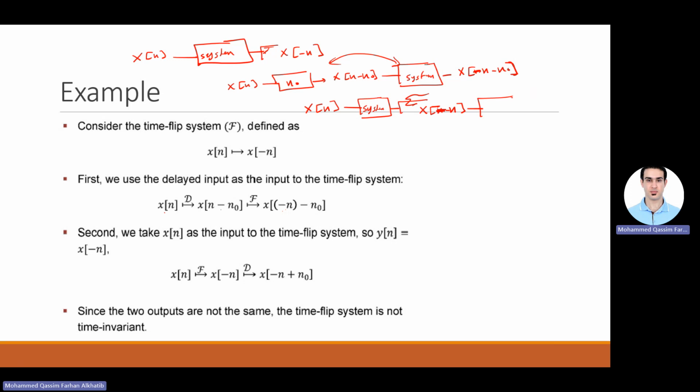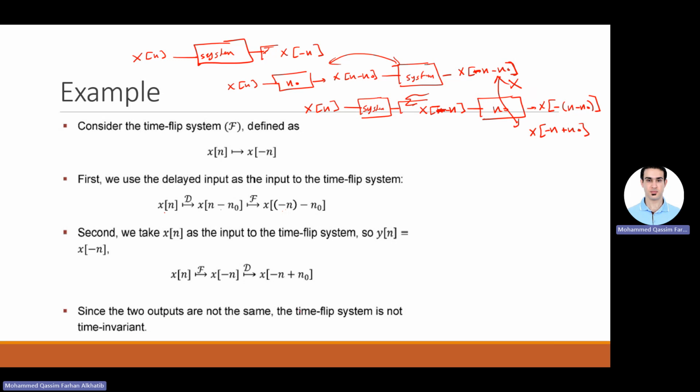Then apply the delay by n naught. Now I'll do the shift by n naught, and that's going to be equal to x of negative n plus n naught. And you can tell they are not the same. So in this case, the time reversal system is time variant, or is not a time invariant system.